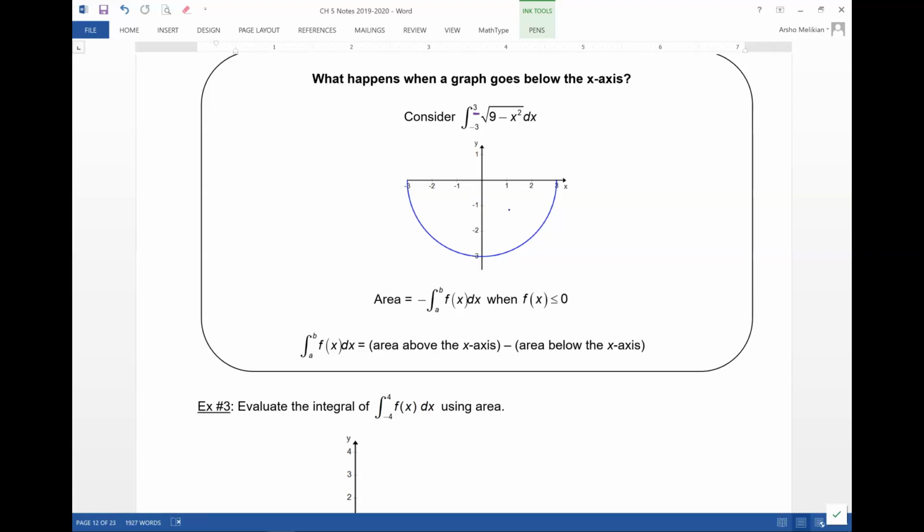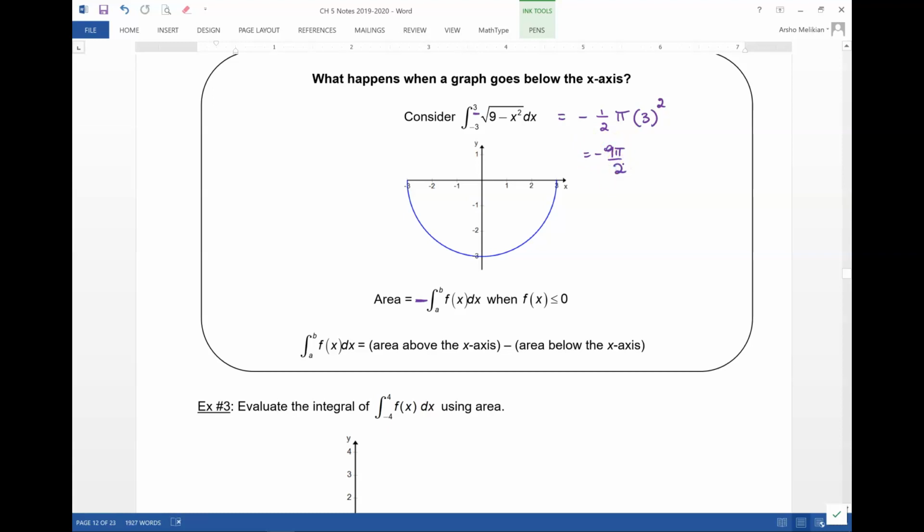Okay? So you just put a negative in front of the whole integral. I'm sorry, not radical, integral. So this is going to be negative 1/2 pi 3 squared. So you find the area of a semicircle just like you would, but then you put a negative out front. And so this is negative 9 pi over 2.